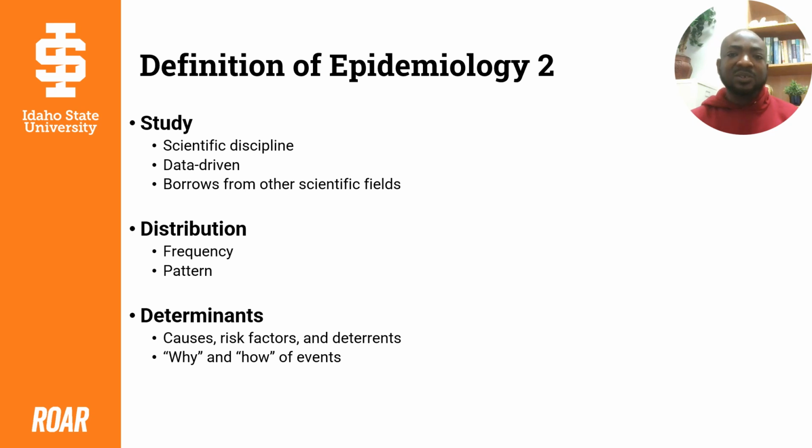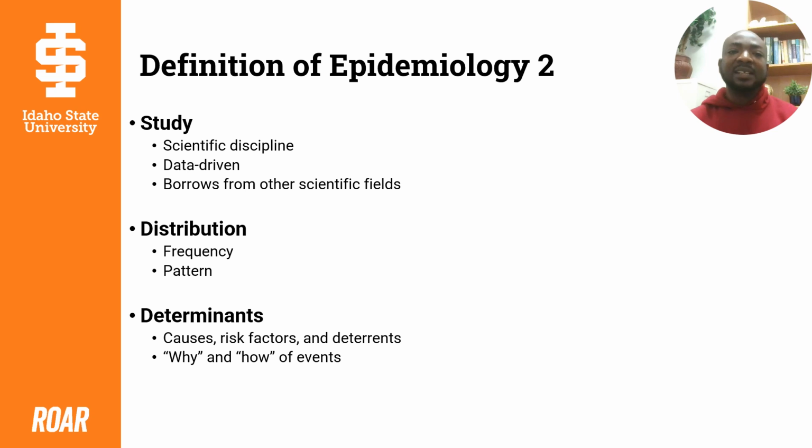Determinants. Epidemiology is also used to search for determinants, which are the causes and other factors that influence the occurrence of disease and other health related events. Epidemiologists assume that illness does not occur randomly in a population, but happens only when the right accumulation of risk factors or determinants exists in an individual.